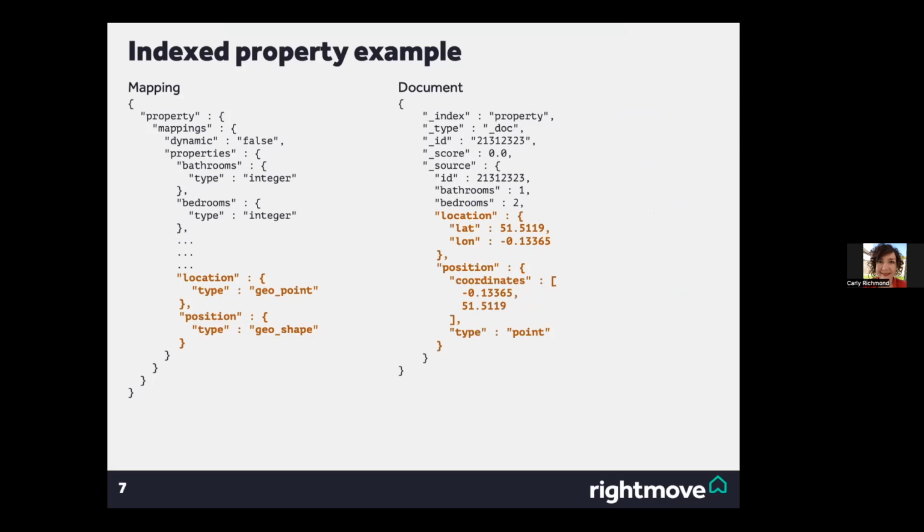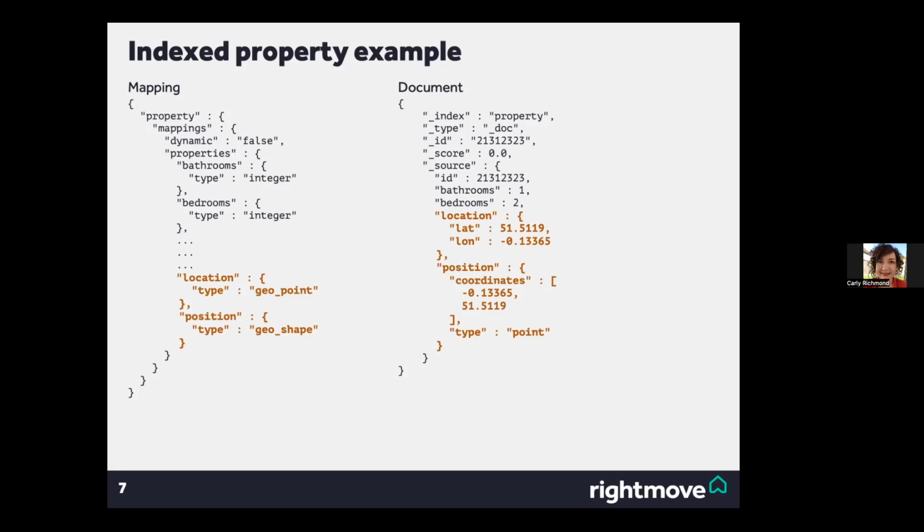This is what the document actually looks like. So as location field is the point, we have lat and long. As position field is the shape, we have coordinates. So it takes the array of coordinates. So you can essentially save the property as a polygon as well, which will be the small array of a small closed polygon.